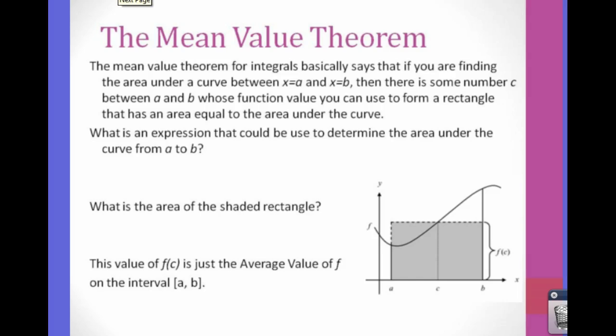So how can we relate that to MVT? Well, MVT itself is kind of like saying an average in a way. It's saying the slope of the secants equals the slope of the tangents. So the mean value theorem for integrals basically says that if you're finding an area under a curve between A and B, then there is some number C between A and B whose function value you can use to form a rectangle that has an area equal to the area under the curve.